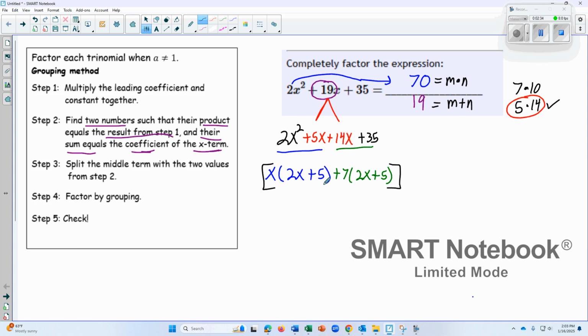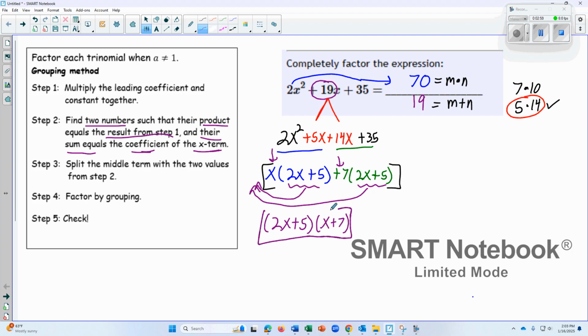Okay, so now what we have going on here is a common factor of the 2x plus 5. See, 2x plus 5 and a 2x plus 5. We're going to factor that out, pull that out of this expression. So now we have the 2x plus 5 factored on the outside of the brackets, and what's left inside the brackets is the x plus 7. That's going to be my other factor, and that is my answer.